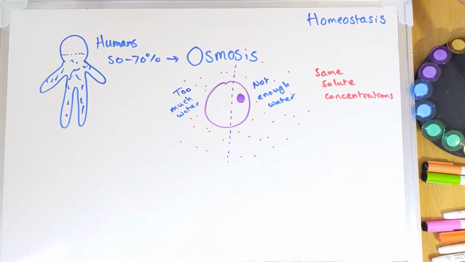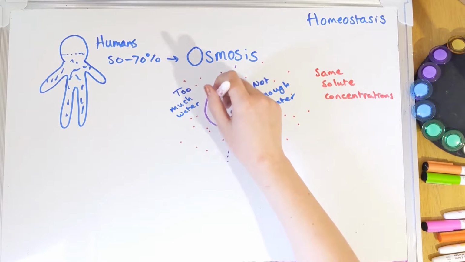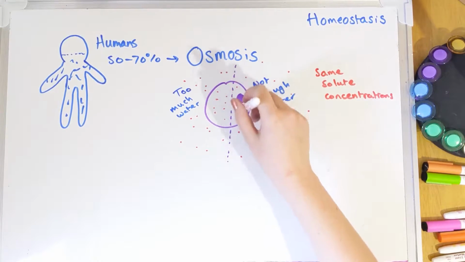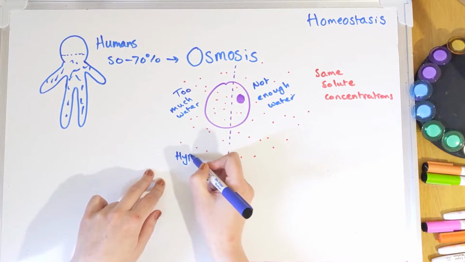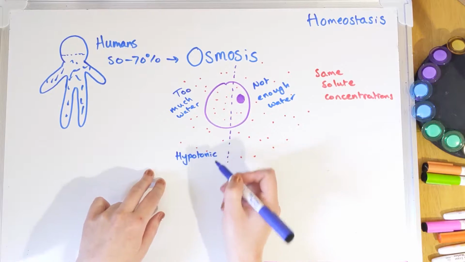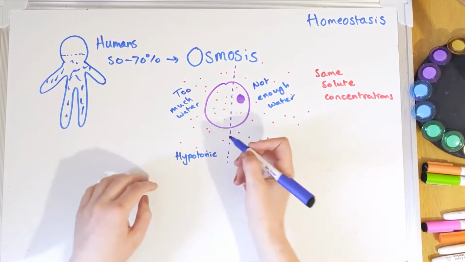So if we've got a scenario where there's too much water, remember to put this dissolved stuff inside the actual cell we're talking about as well. In the scenario where we have too much water, the outside is going to be more dilute, or as we're using the proper term, we're going to say this is hypotonic. So hypotonic, more watery. And then inside the cell, we're going to have a hypertonic, so a more concentrated, less watery condition.